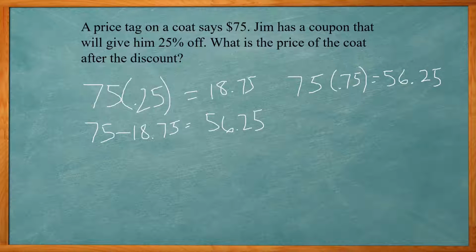So the first one I figured out what was 25% of $75, which was $18.75, and subtract that from the $75, give you $56.25. Or you can think if I'm taking 25% off, I'm paying 75% of the total. So 75% of $75 is $56.25.